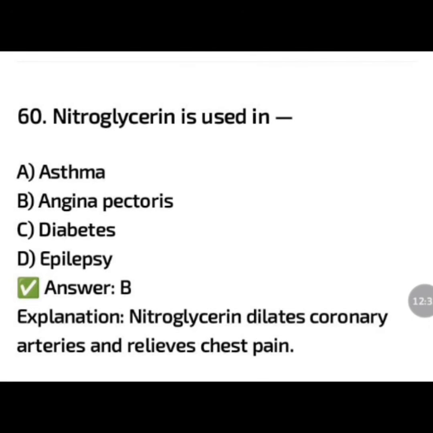Nitroglycerin is used in: asthma, angina pectoris, diabetes, or epilepsy? The correct answer is option B, angina pectoris. Nitroglycerin dilates coronary arteries and relieves chest pain.